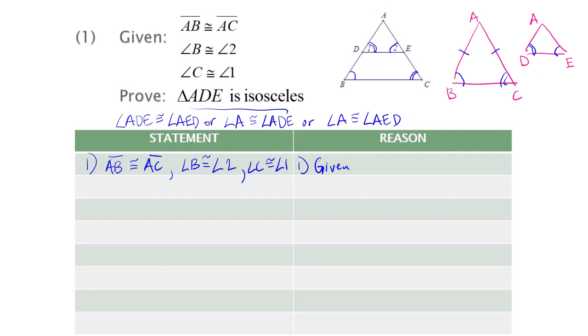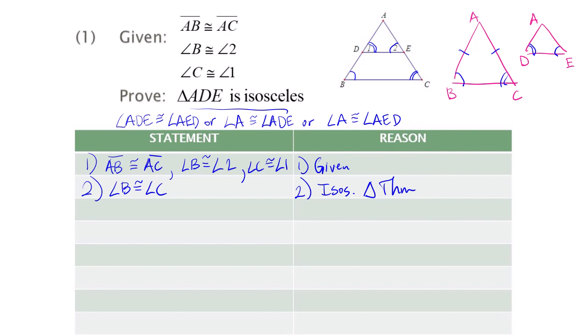So since we have an isosceles triangle here, right? Since AB is congruent to AC, given, we can say that angle B must be congruent with angle C, right? Because those are the base angles. So I can say angle B must be congruent with angle C, right? Isosceles triangle theorem.